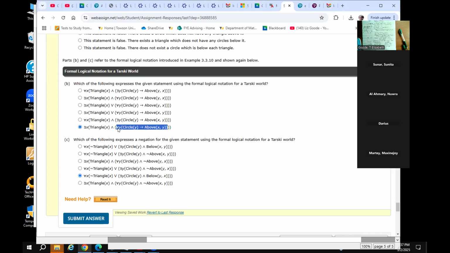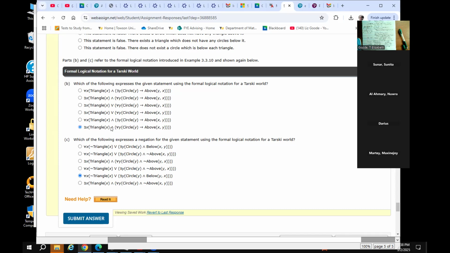So we have to negate the for all and then an if-then. I have a question. The for all statement, is that the hypothesis of the conditional? It's the quantifier of the conditional. The for all is the quantifier. But the for all applies to the whole conditional. The condition on the for all is that we're really only interested in circles. For all Y, if it's a circle, then we want X to be above Y.